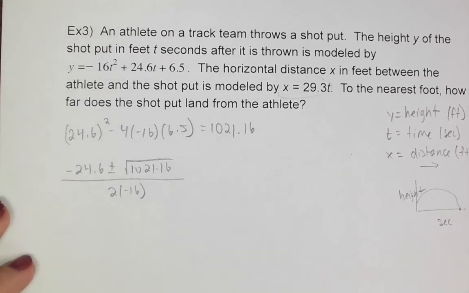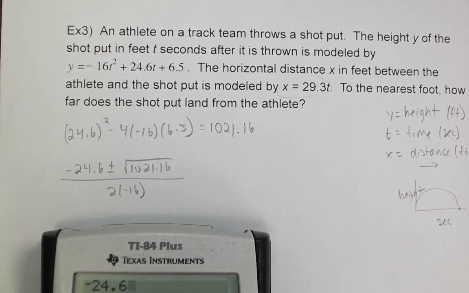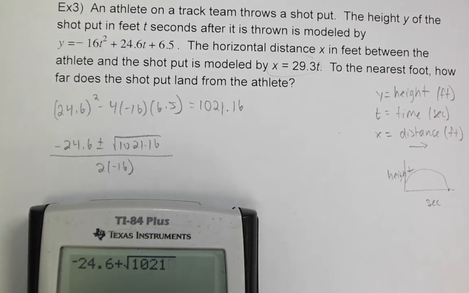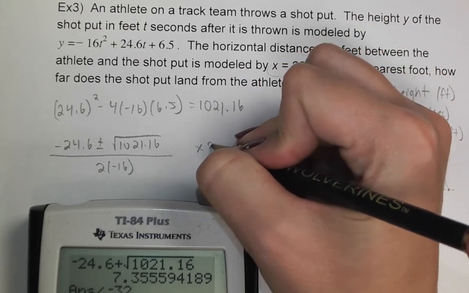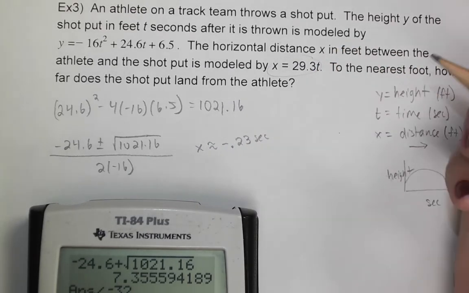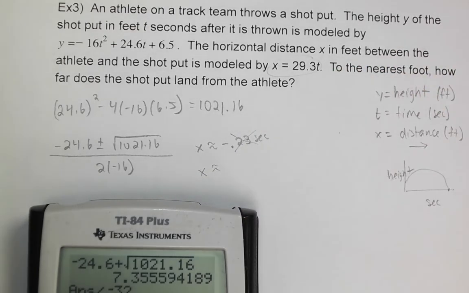Alright, so this is going to give us, I want a decimal answer here because we're talking about a real life problem. So I'm going to add this. I have 1021.16. So I want to get as close of an approximation as possible. And then that's going to get divided by negative 32. So this gives me my one answer, negative 0.23 seconds. That does not make sense. So that's going to be the answer we're not using. The other one is going to be the same thing, only minus.